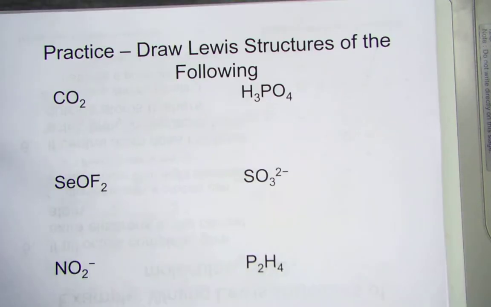Let's try drawing the following. Turn the video off and just take a practice. 1, 2, 3, 4, 5, 6 Lewis dot structures to draw. When you have a guess, turn the video back on and see if you've drawn correctly.